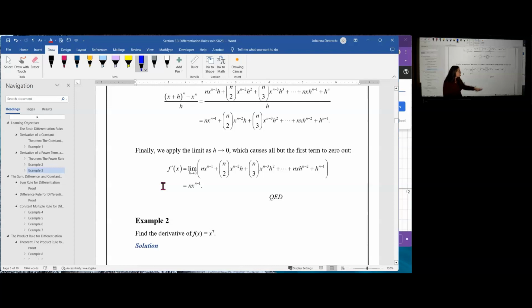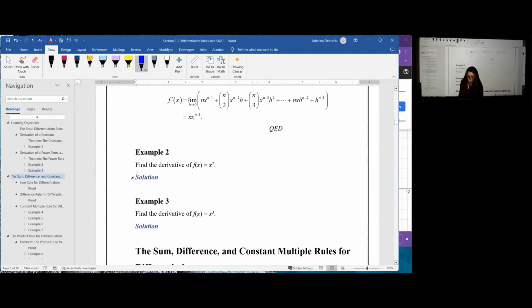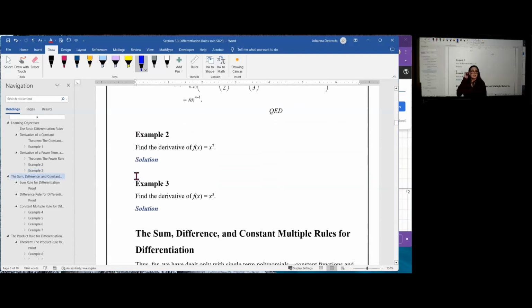We've reached the end of the proof, so we write QED. So, by that means, how can we find the derivative of x to the 7th, or x to the 3rd in example 3? There's no point in pausing. It just doesn't take that long. F prime of x is equal to 7x to the 6th.